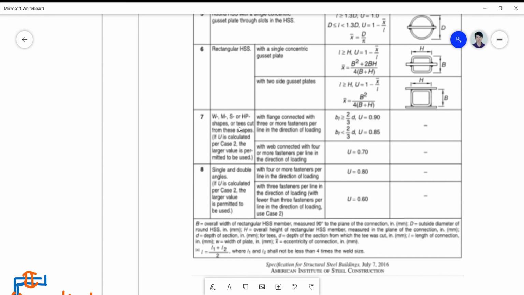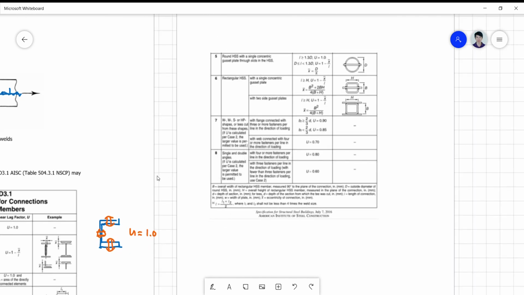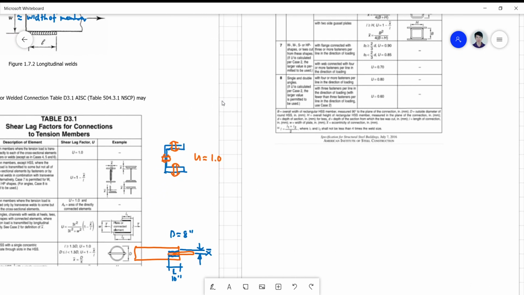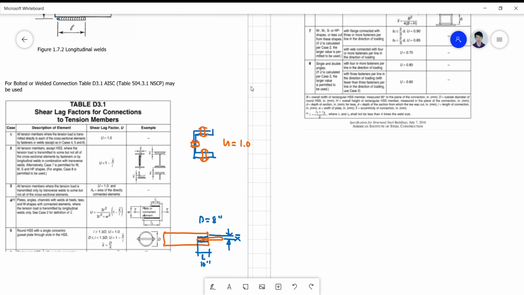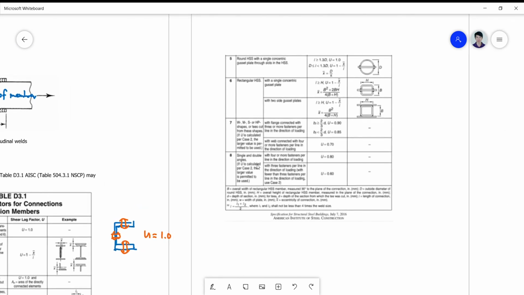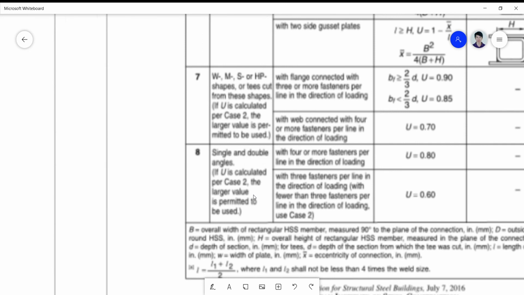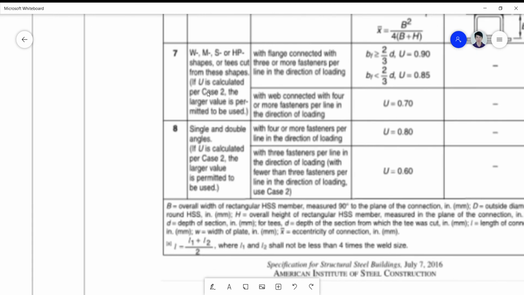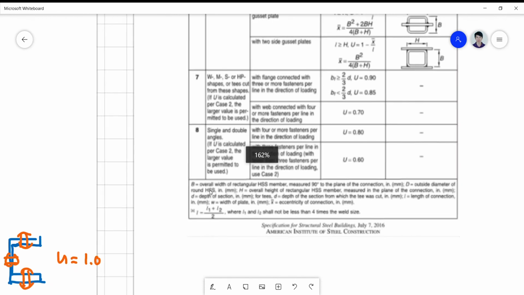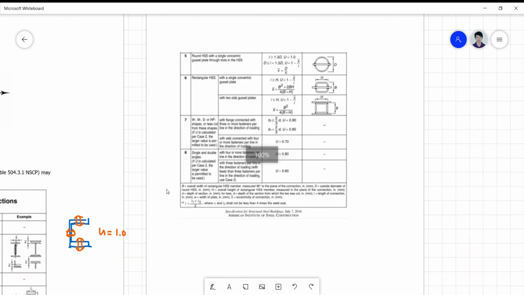Huh? What do you think? We cannot see any description on channel sections here. Yung tees, meron siya, ayun, or tees cut from these shapes. So where does the channel shape fall if you encounter a connection on the channel shape?